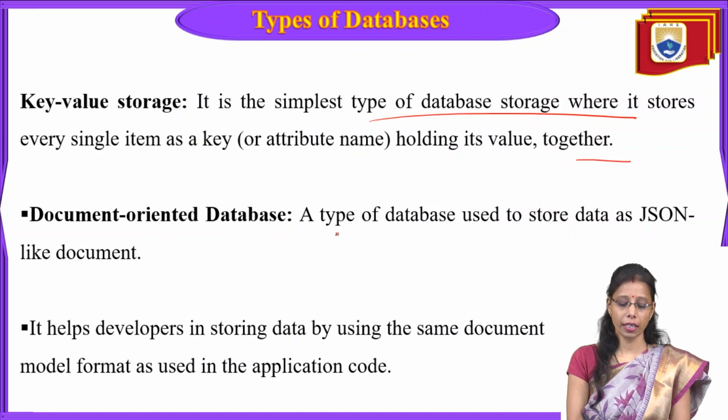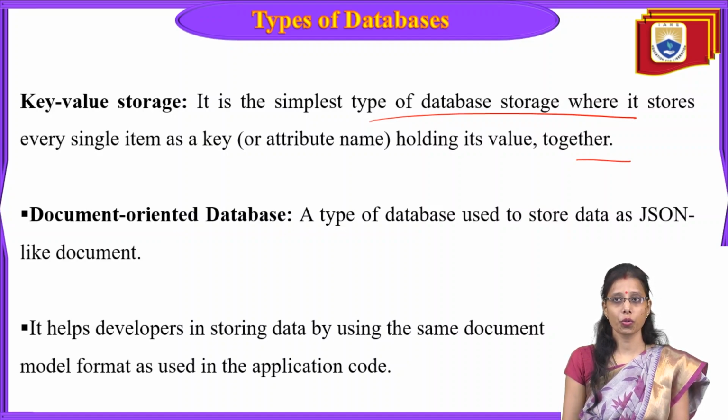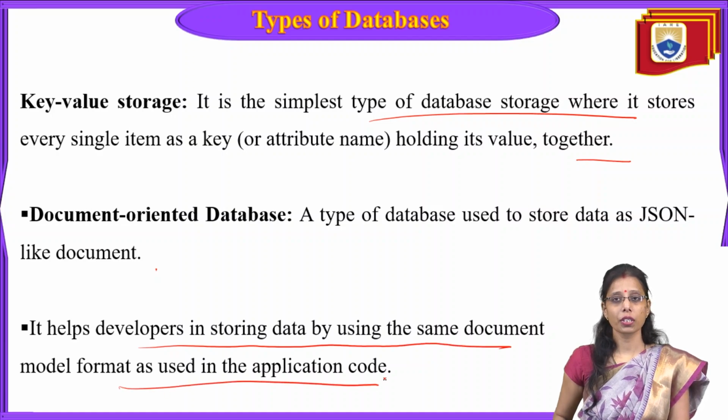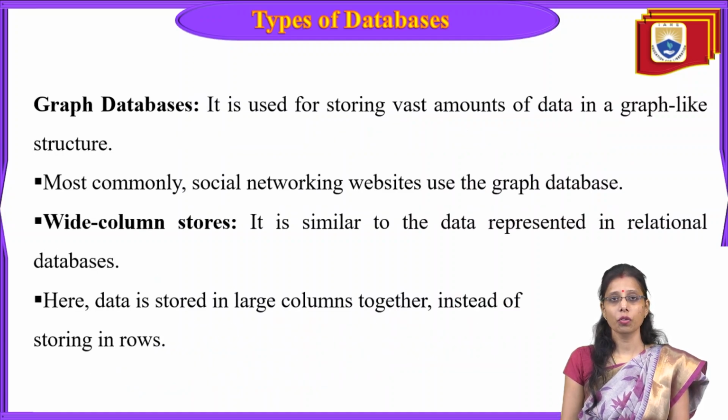Now, document oriented database. When you talk about the document oriented database, it is a type of database used to store data as JSON-like documents, and it helps developers store data by using the same document model format used in the application code.